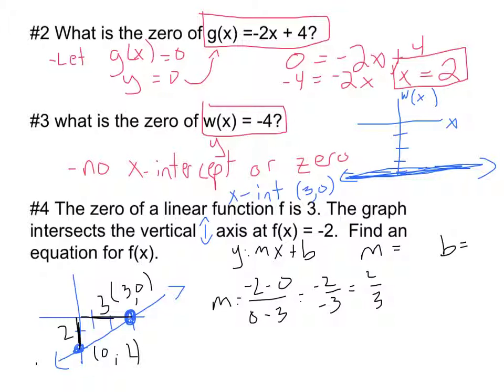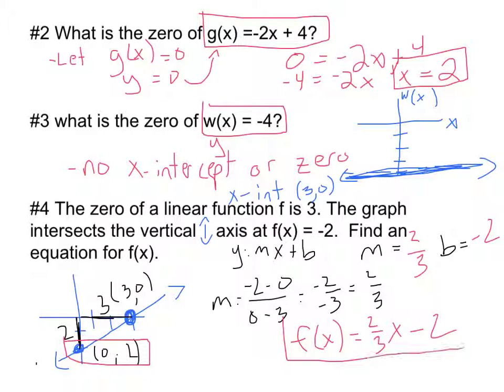And now find the y-intercept. Oh, wait a minute. We don't need to find the y-intercept because they gave it to us. It's right here. It's negative 2. So m is 2/3, b is negative 2, and our equation, f of x, is equal to 2/3 x minus 2. Ding, ding, ding. Perfect. Nicely done, folks. Very good.